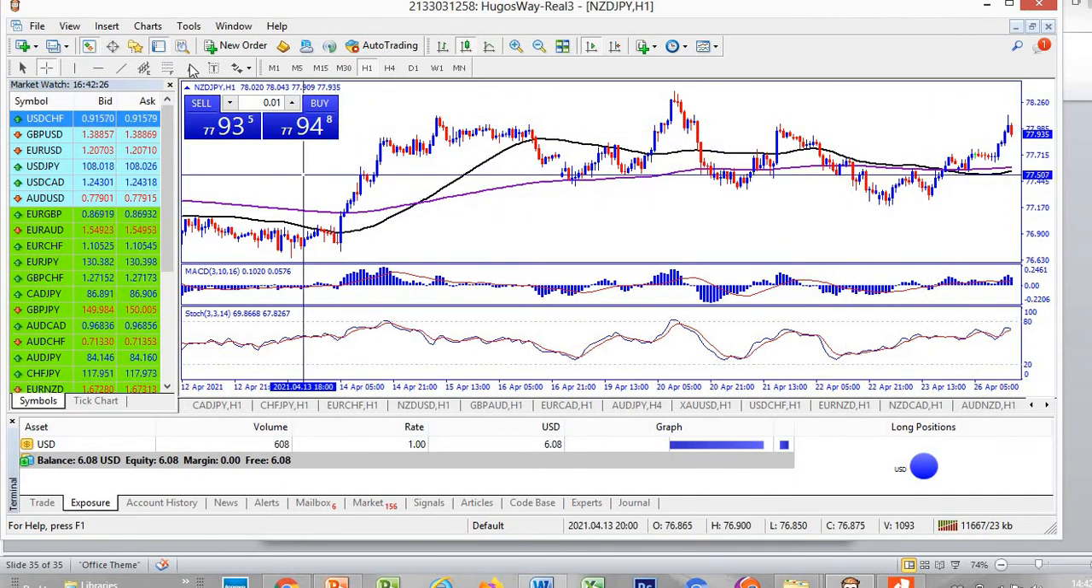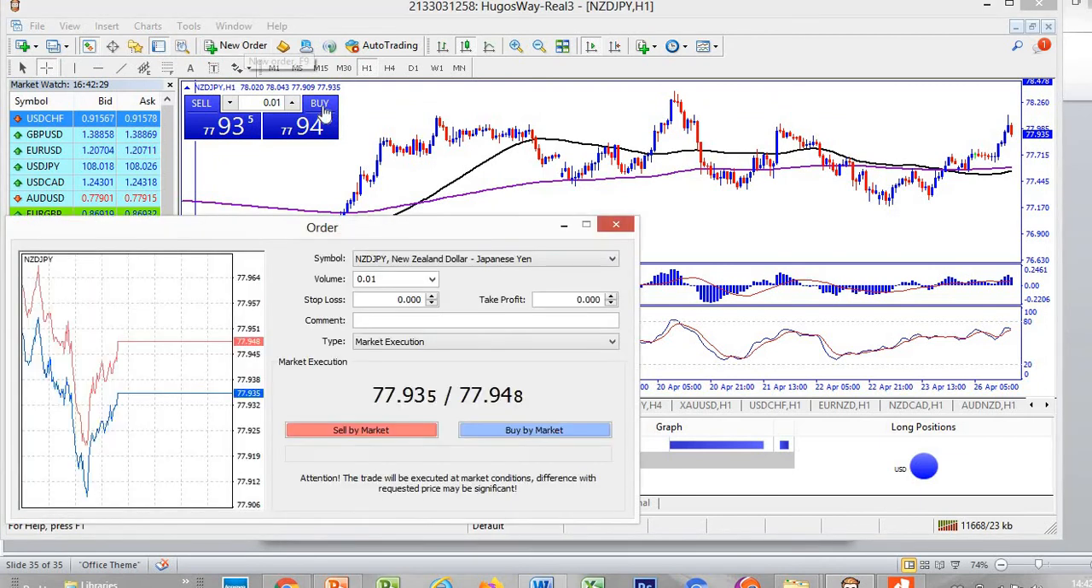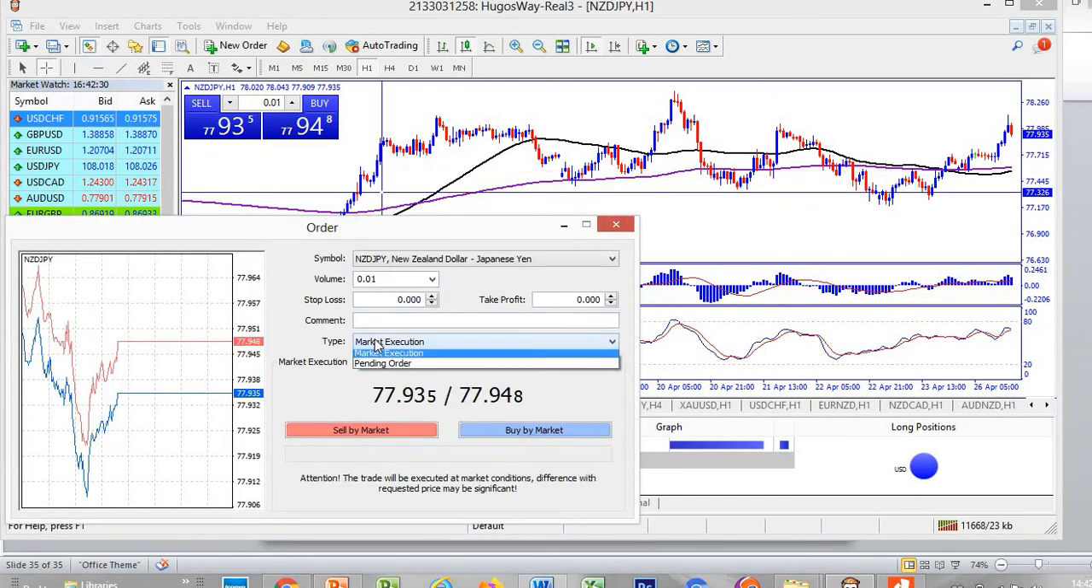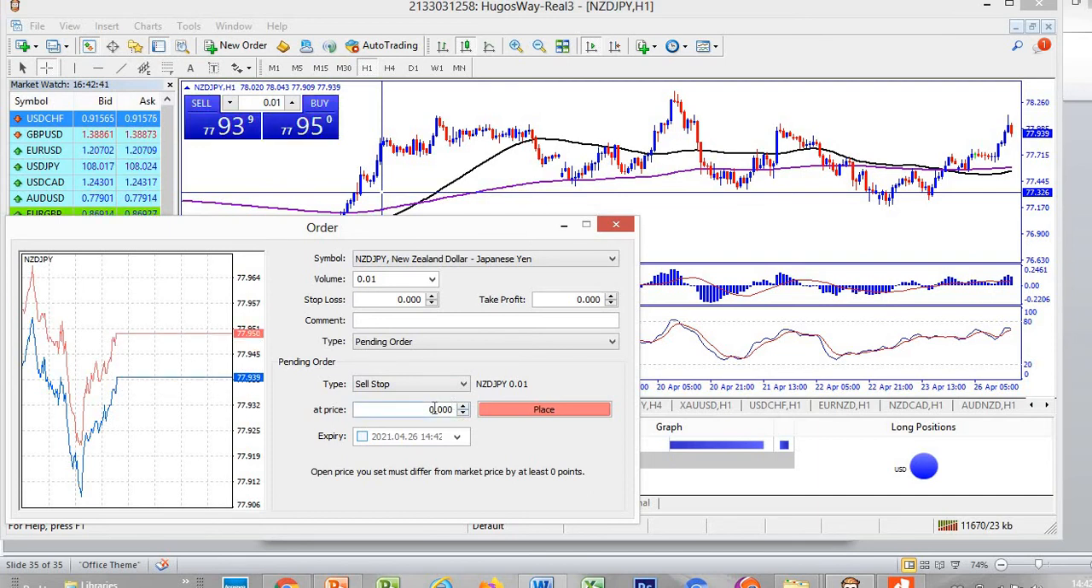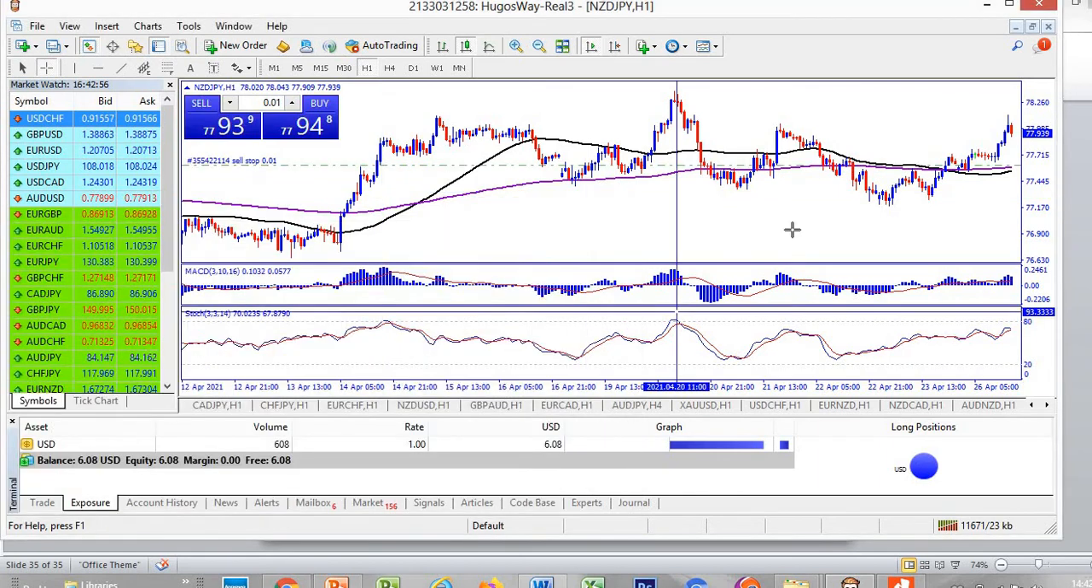So to do that as well is the same process. Come to new order. Okay, click on the market execution, click on pending order. All right, then you select sell stop. All right, at what price? We said 77.606, right? 77.606, and you click on place.